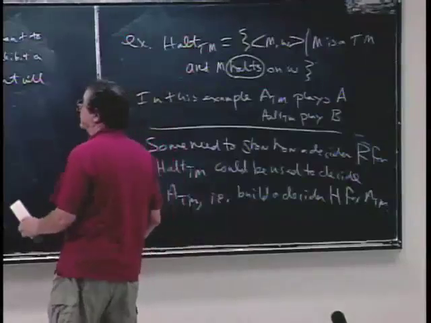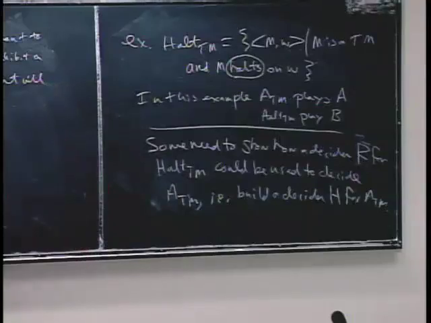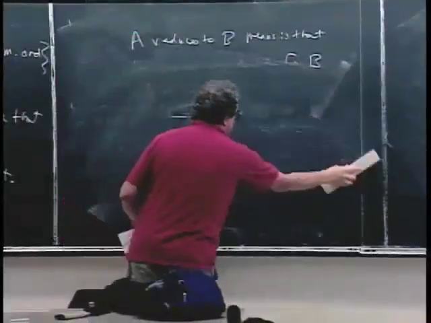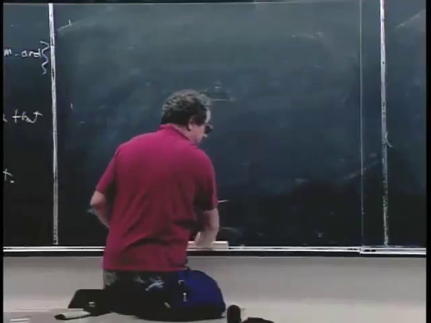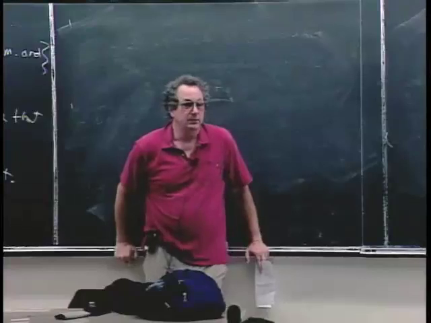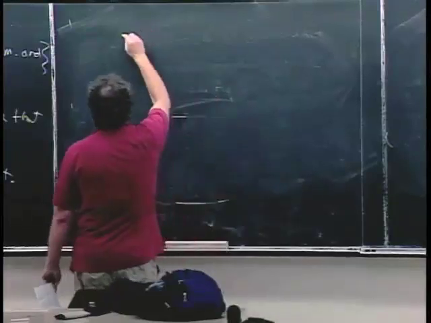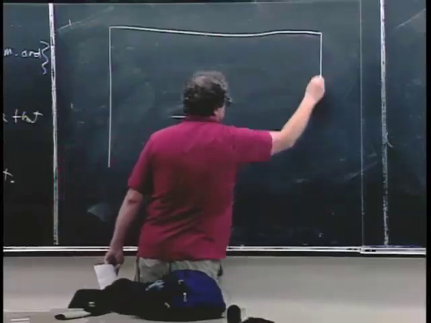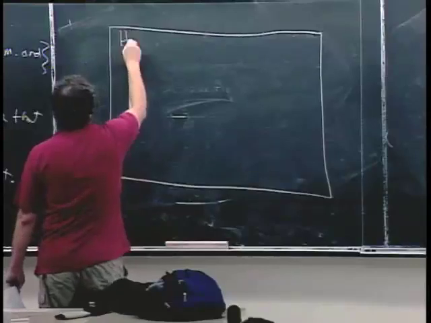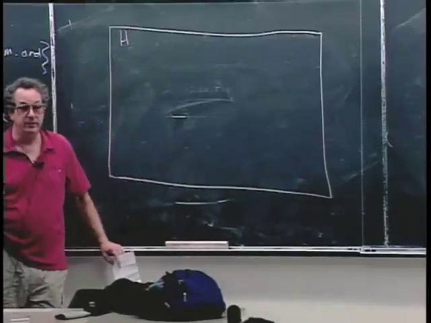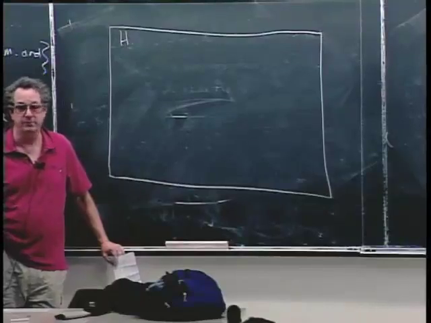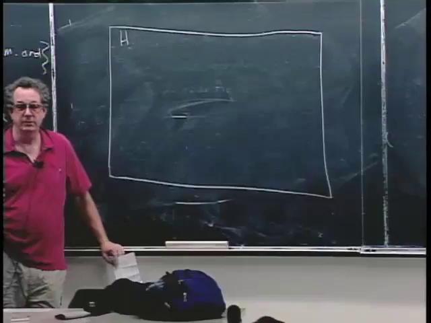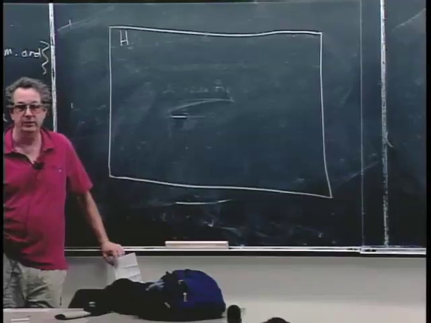Okay, so how do we do this? Anybody have an idea? Okay, so I'm trying to build H. First of all, H is supposed to be a decider for ATM. So what's the form of its input? What's the form of input to language ATM, or to any decider for language ATM?